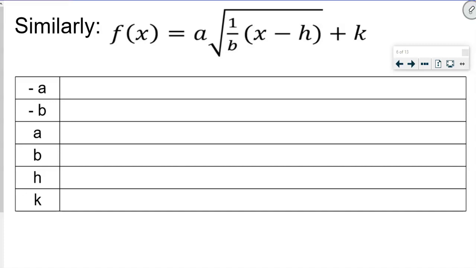So now we have a square root, okay? And square root and cube roots, we're going to do the same way. So the a, the b, the h, and the k are going to represent the same thing, whether it's a square root or a cube root. So first of all, we got a negative a here. So that means the same thing it meant before. So this is a reflection over the x-axis.